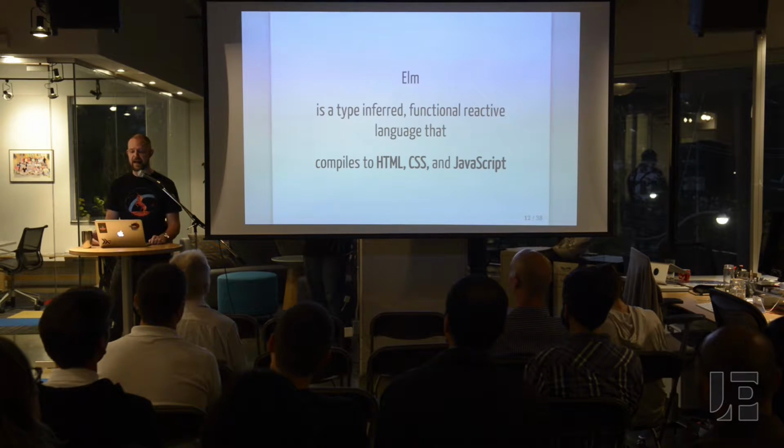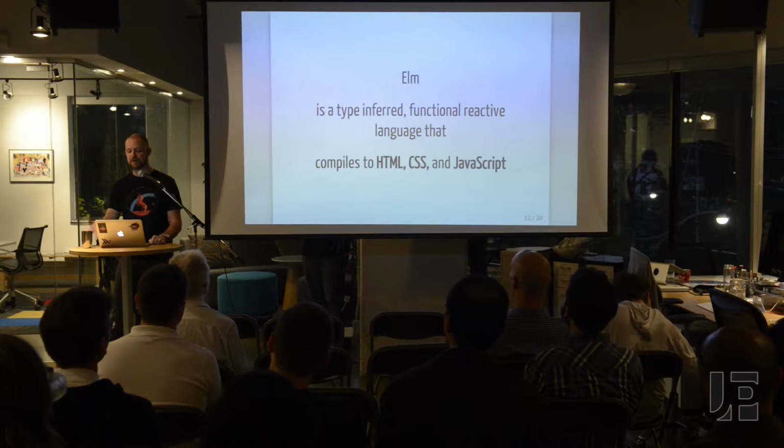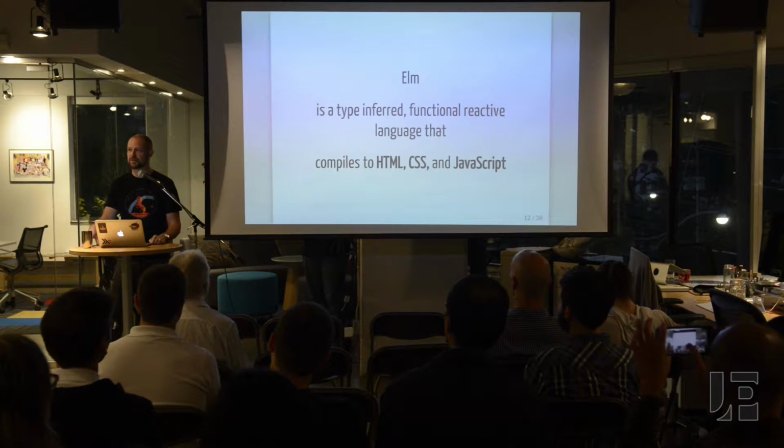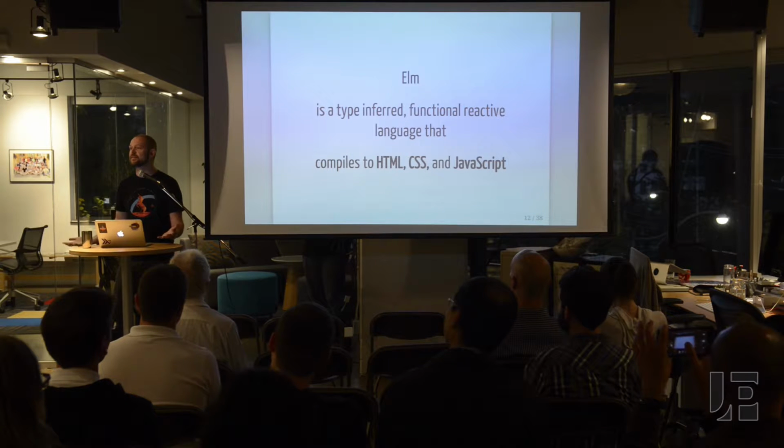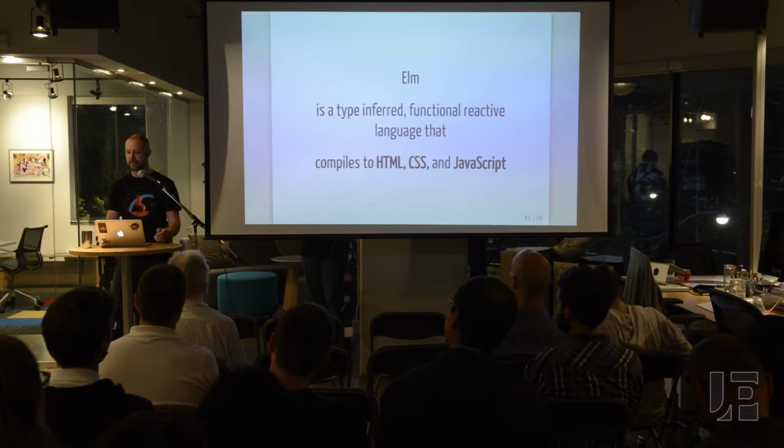And more specifically, Elm is a type-inferred functional reactive language. It compiles to HTML, CSS, and JavaScript. So it's for building front-end applications. It's for building the web front-end of your application.